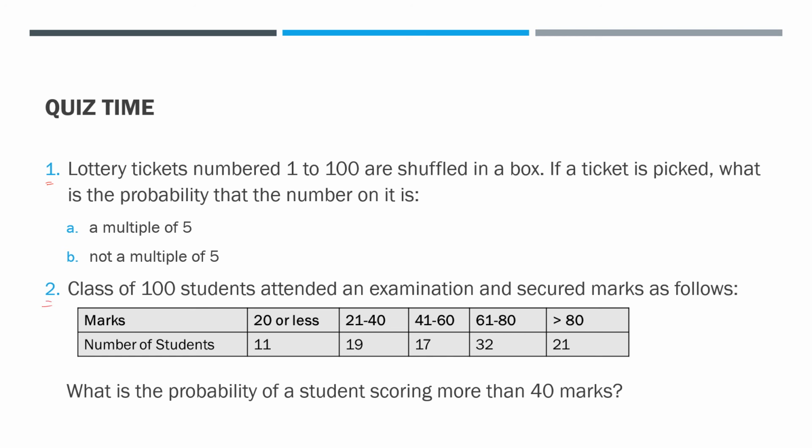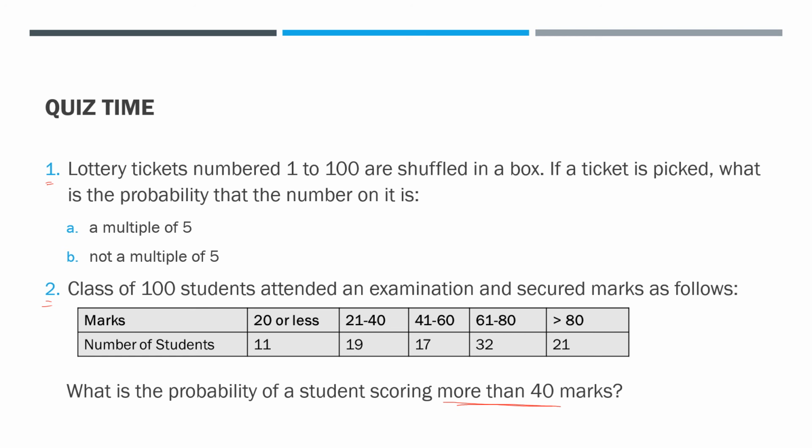What does this problem say? A class of 100 students attended an examination and secured marks as follows. All right, this is a table with marks. 20 or less, 11 students; 21 to 40, 19 students; 41 to 60, 17 students; 61 to 80, 32 students; more than 80, 21 students. What is the probability of a student scoring more than 40 marks?